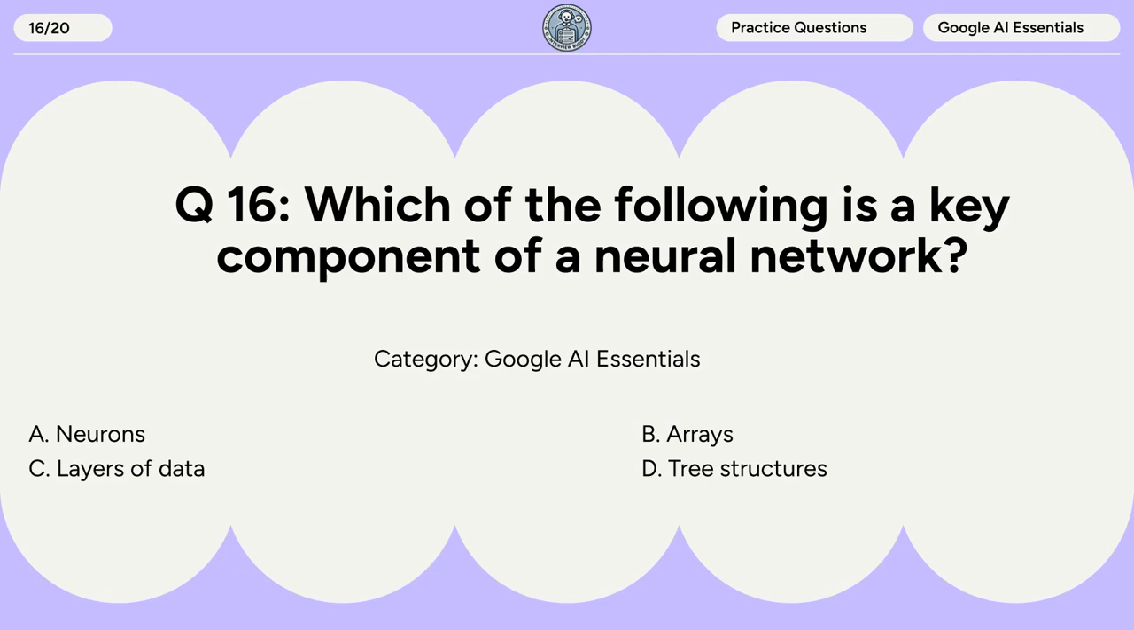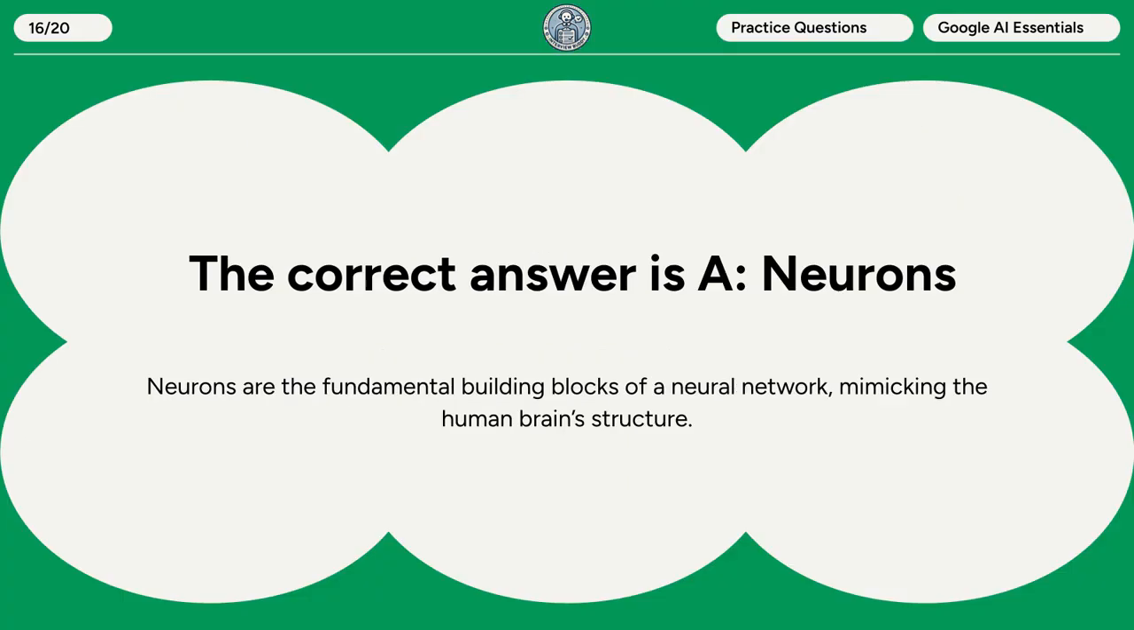Question 16. Which of the following is a key component of a neural network? A. Neurons. B. Arrays. C. Layers of data. D. Tree structures. The correct answer is A. Neurons. Neurons are the fundamental building blocks of a neural network, mimicking the human brain's structure.